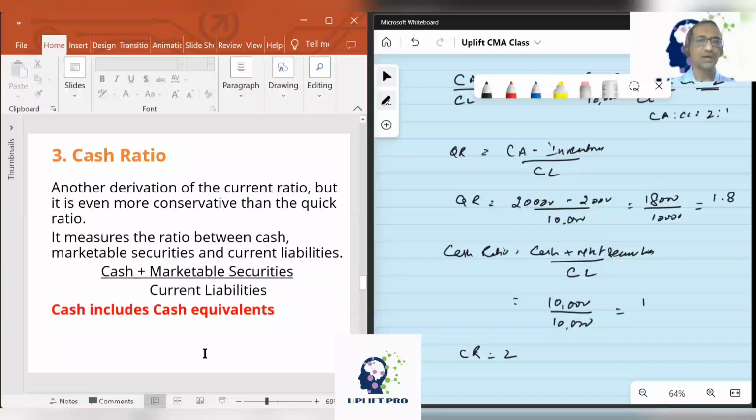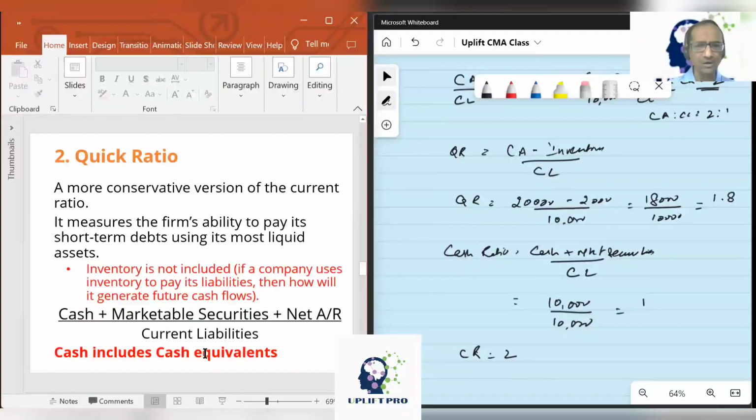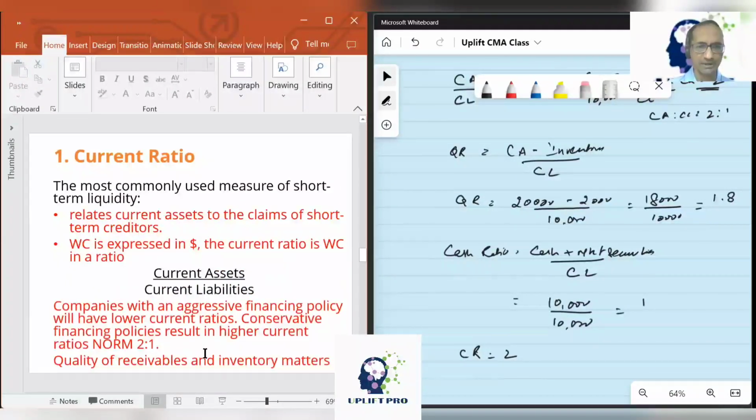The third ratio is the cash ratio. Another derivation of the current ratio, but even more conservative than the quick ratio, is the cash ratio. It measures the ratio between cash, marketable securities, and current liabilities. So how much cash and marketable securities do you have to pay off your current liabilities? That is your cash ratio.